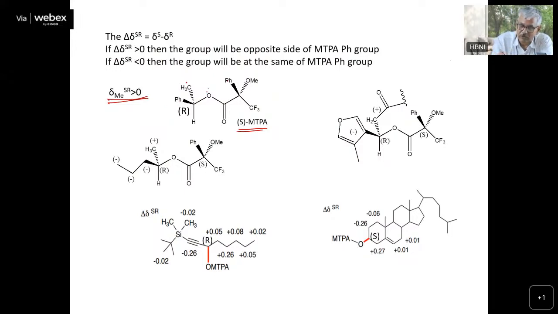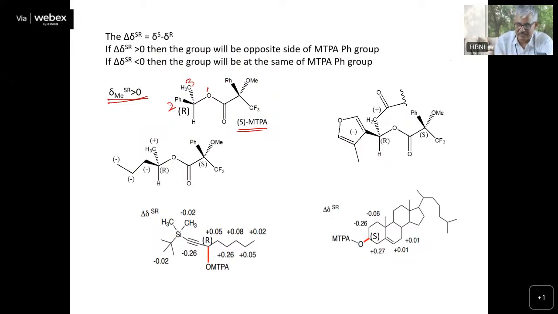So this is priority group 1, this is priority group 2, this is priority 3, and if you see this, it is clockwise. So the absolute stereochemistry of the alcohol center is R. Okay, clear? Suppose this delta SR could have been less than 0, then methyl could have been this side. The phenyl could have been at the back side. Okay, very simple to remember.